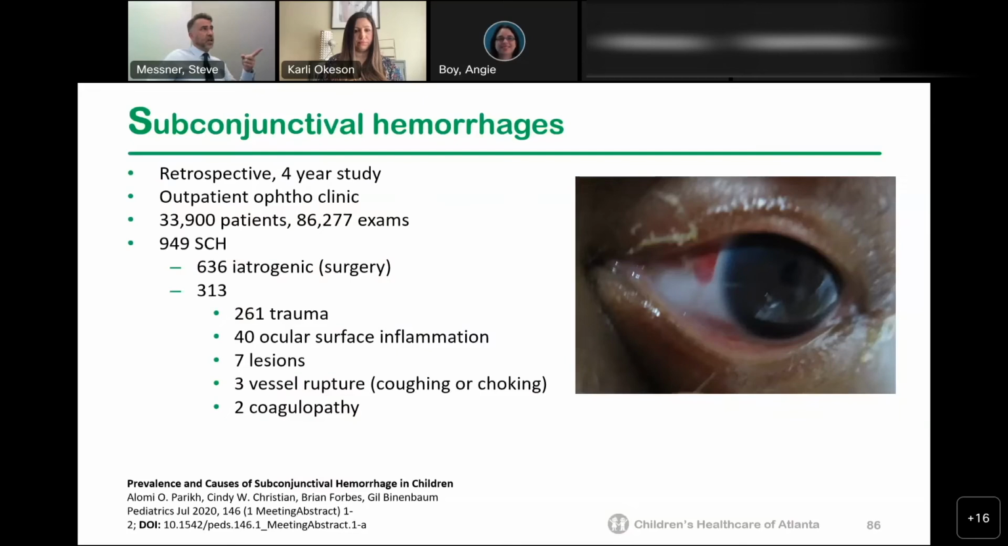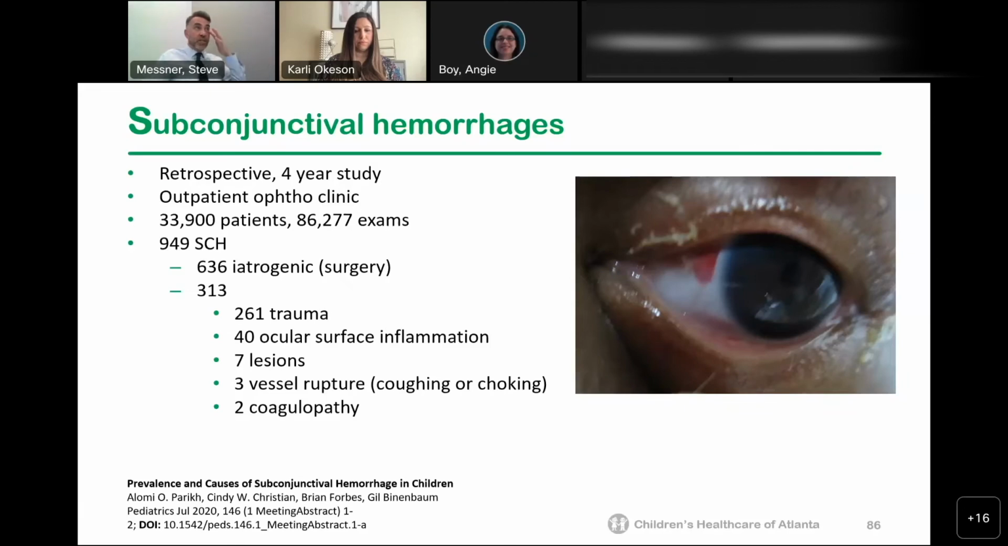They did a good study looking back 4 years at 86,000 exams, and they only found less than 1,000 that had subconjunctival hemorrhages. Most of them, the kids had surgery, so 600. So there's really only 313 out of 86,000 exams that had subconjunctival hemorrhages that they couldn't figure out what was going on, that it wasn't related to the surgery. This shows that it's very rare to have subconjunctival hemorrhages. In this study, they saw that the majority of them was from trauma.